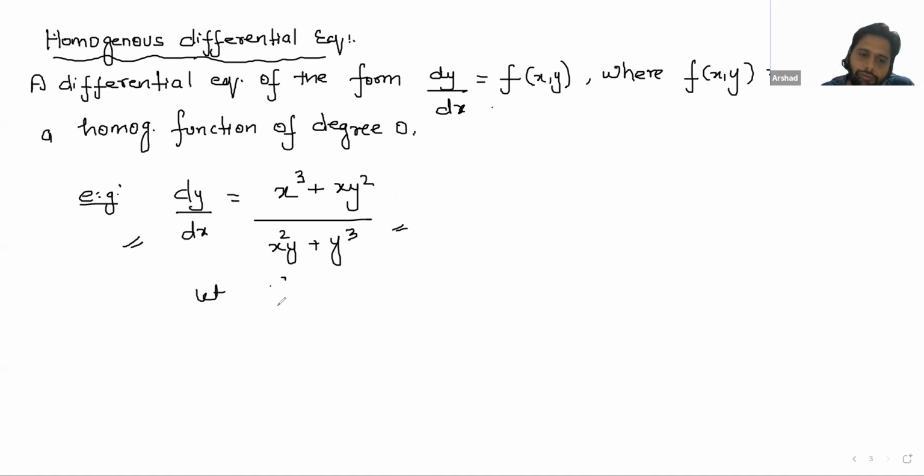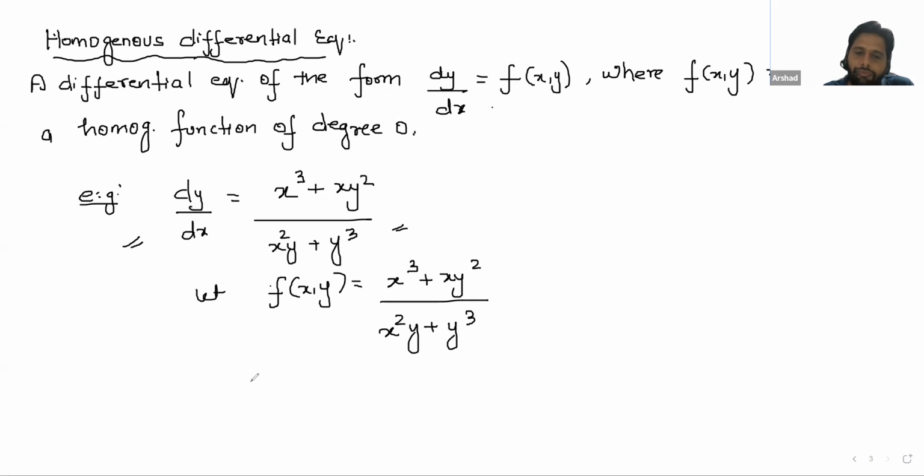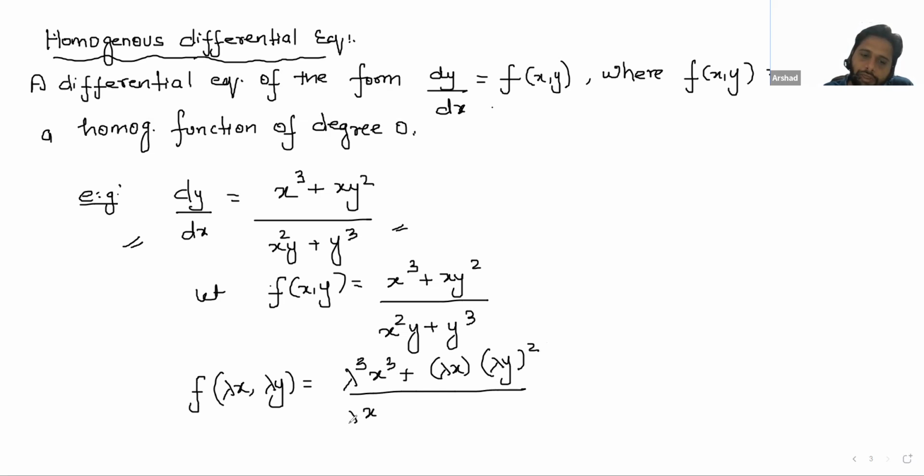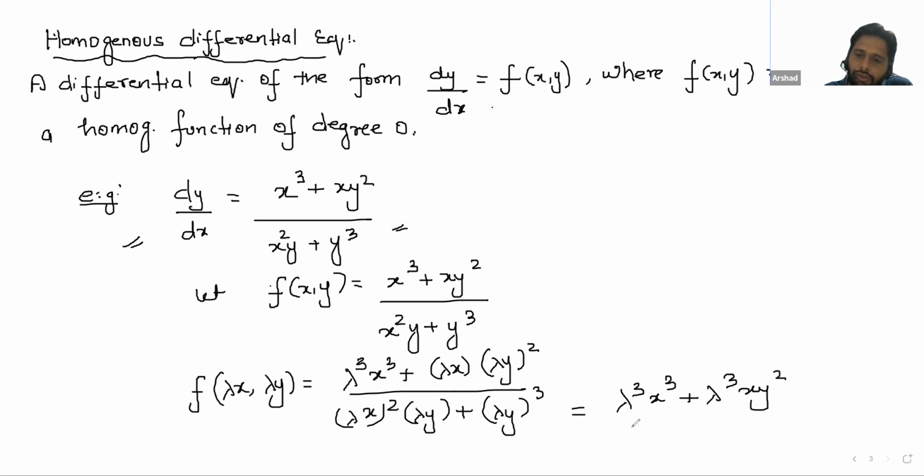Now let this one be our function. This is equal to (x cube plus x y square) by (x square y plus y cube). Okay, now in place of x, we will put lambda x. In place of y, we will put lambda y. We will get lambda cube x cube. Okay, I've missed one step. So here we will write (lambda x)(lambda y) whole square by (lambda x) whole square (lambda y) plus (lambda y) whole cube. Okay, so it is equal to (lambda cube x cube plus lambda cube x y square) by (lambda cube x square y plus lambda cube y cube).